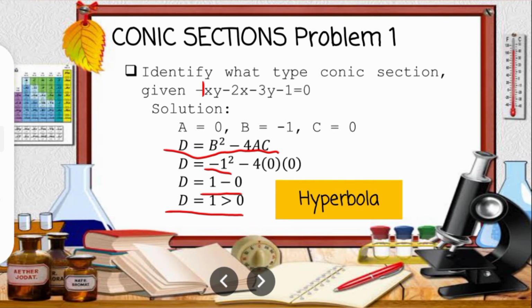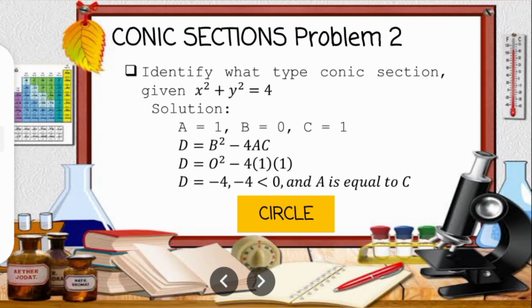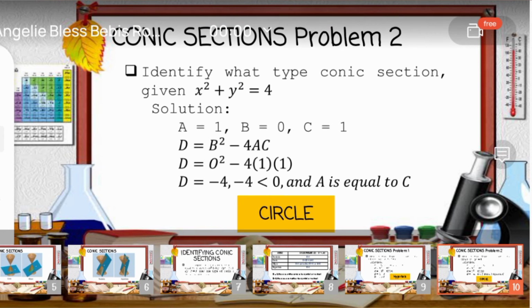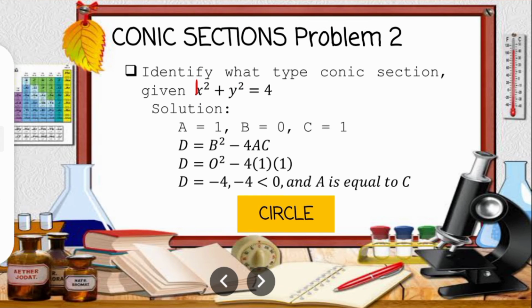Another example for more understanding. So we have here problem number 2. Identify what type of conic section is given by x squared plus y squared is equal to 4. First, we need to find our A, B, and C. Our A, the coefficient of x squared, has a value of 1 here in the given. Our B has a value of 0 because we don't have Bxy. And our C has a value of 1 also because of the y squared here.